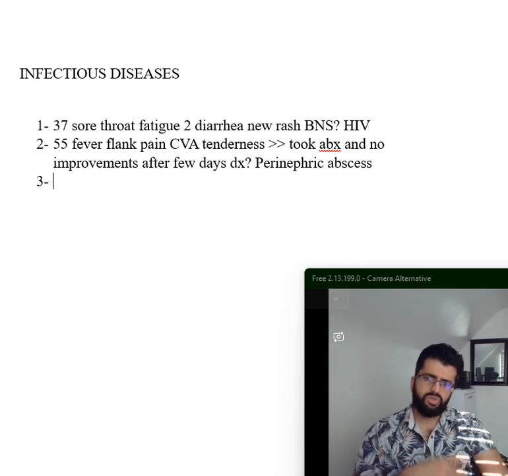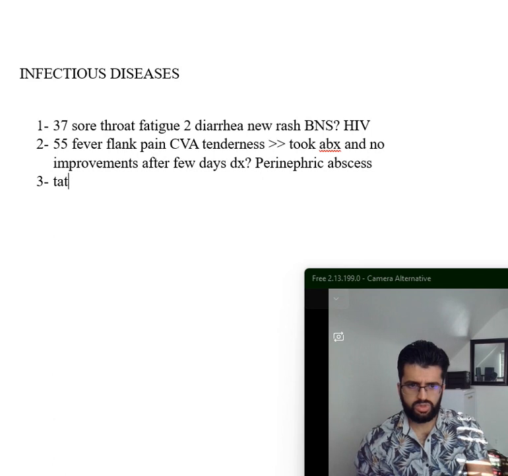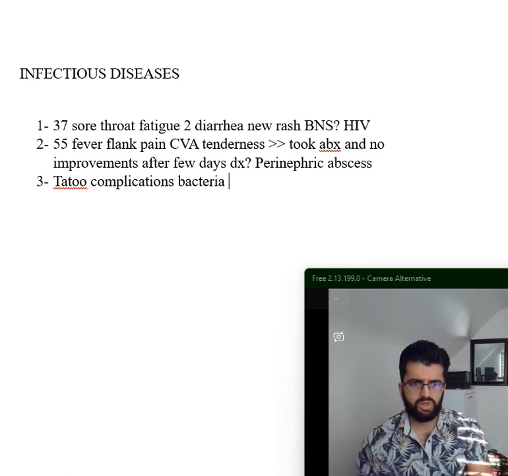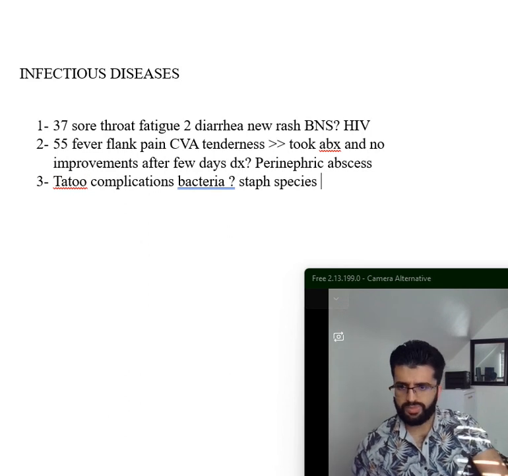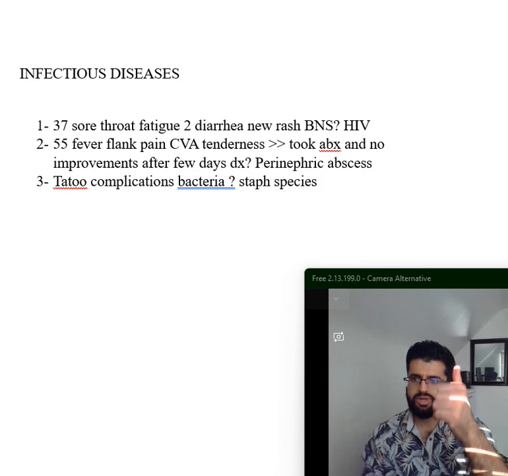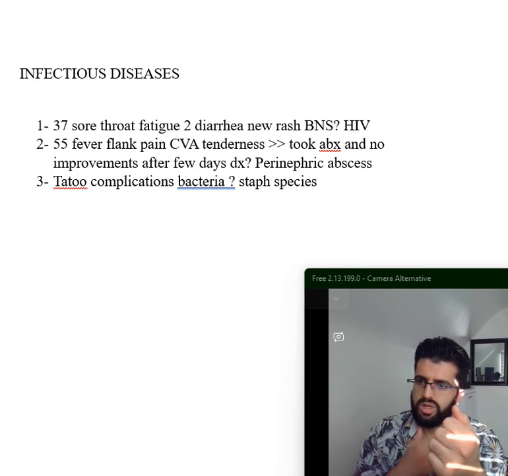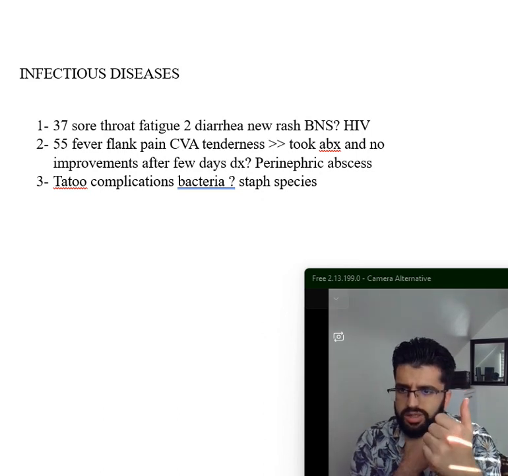Alright, now this is a simple question. Tattoo complications, bacteria. What bacteria like to be in tattoos? Staph species like tattoos. Others, Mycobacterium chelonae, and the Pseudomonas species. They like tattoos as well.